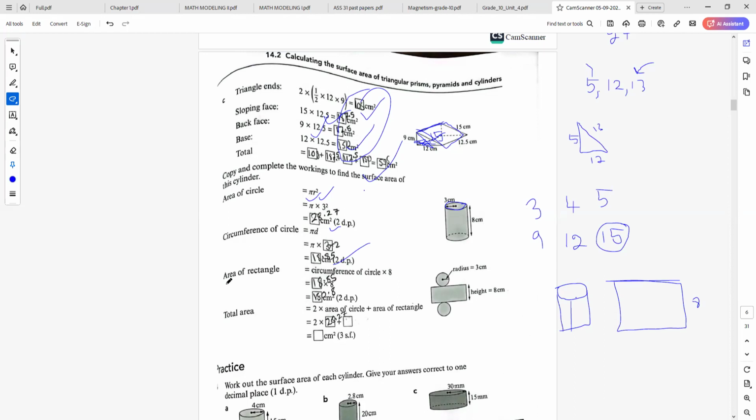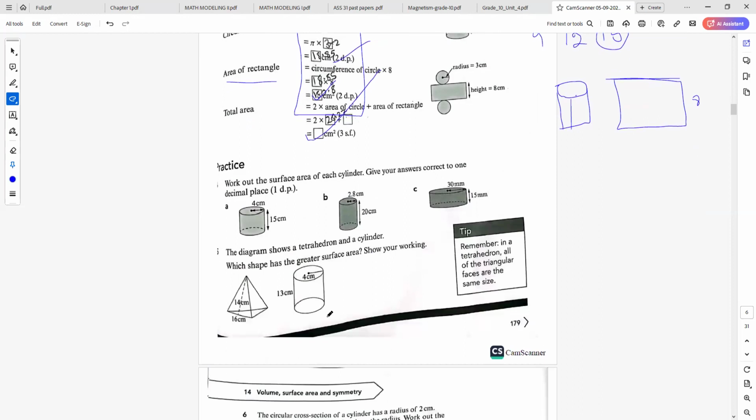Then we have to find out the area of the rectangle. Area of rectangle is equal to the circumference of the circle into 8. Then the total area will be, we have to add all these three values. You can just try them.